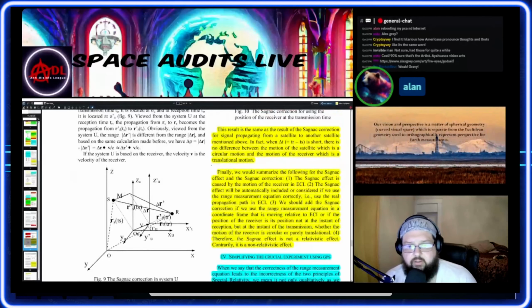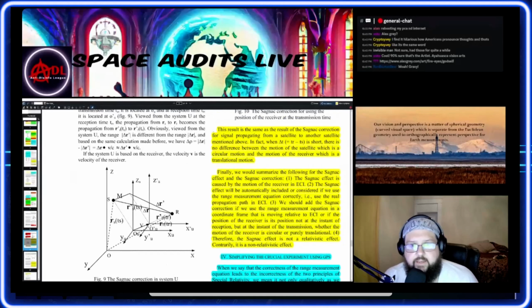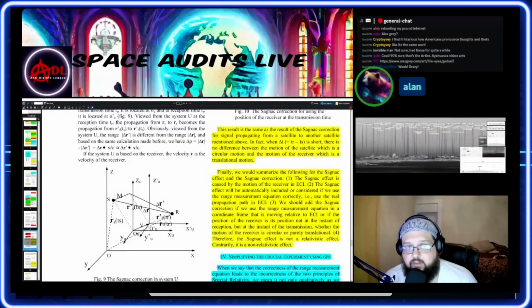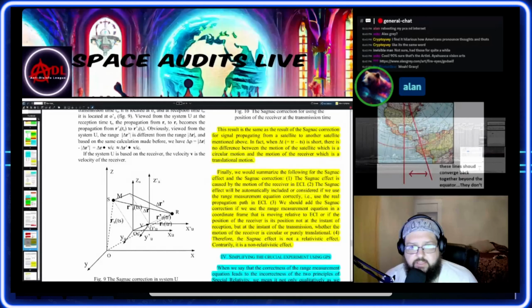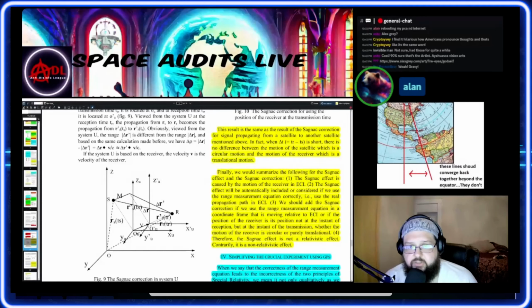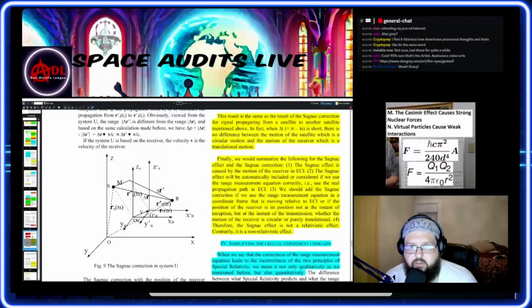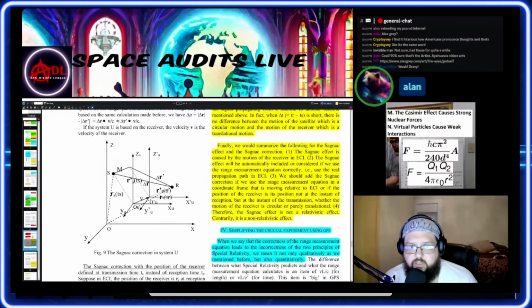Same propagation. So I'll go ahead and read this out. We're almost done here, boys. This result is the same as the result of the Sagnac correction for the signal propagating from a satellite to another satellite, as mentioned before. In fact, when delta t equals tr minus ts is short, there is no difference between the motion of the satellite, which is the circular motion, and the receiver, which is the translational motion. So no correction. Is this result the same for another satellite? So no correction needed.